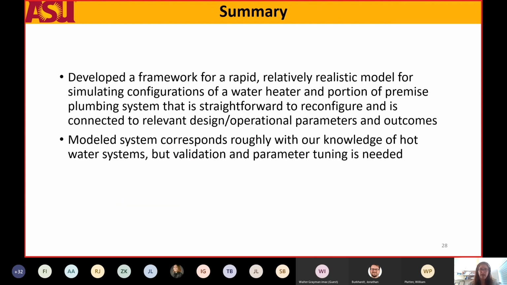So this is nice because we've developed this framework for rapidly and relatively realistically evaluating different configurations of the water heater, of the premise plumbing. Of course, we can improve the hydraulic modeling portion of this to be a little bit more sophisticated, a little more specific to the system that you have in mind, but we think it's a really good start on the framework here. And this corresponds roughly with our knowledge of hot water systems, but of course, we need to take some data, which we're planning to do, and do some parameter tuning.